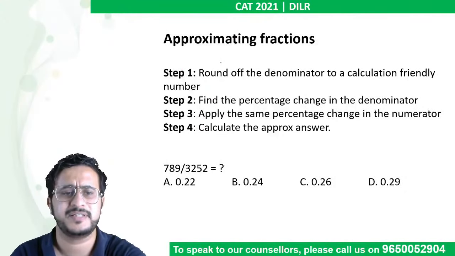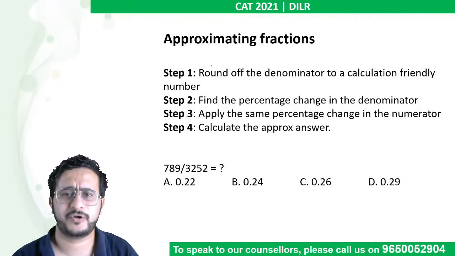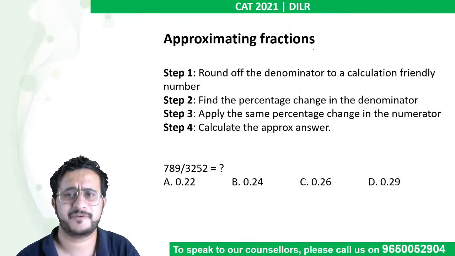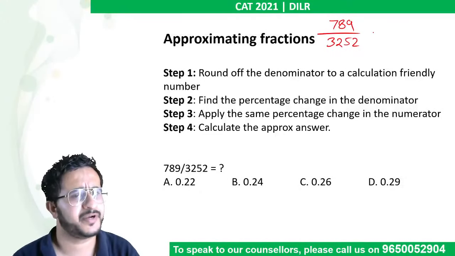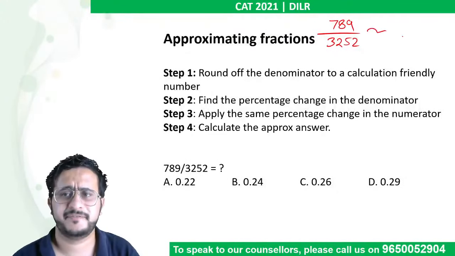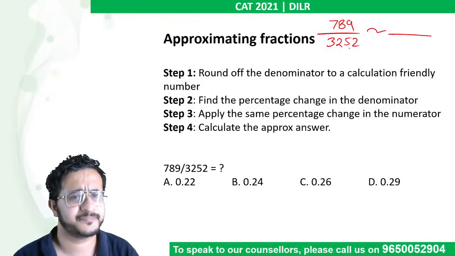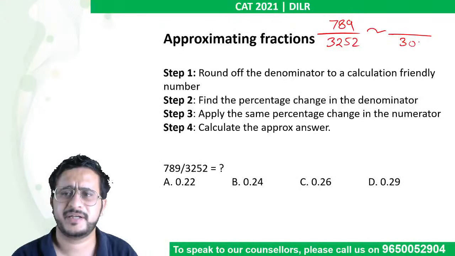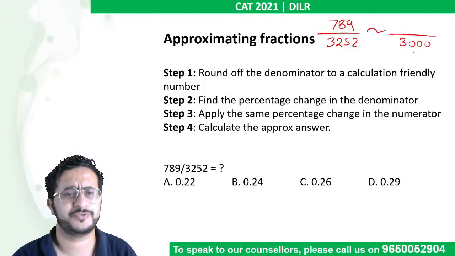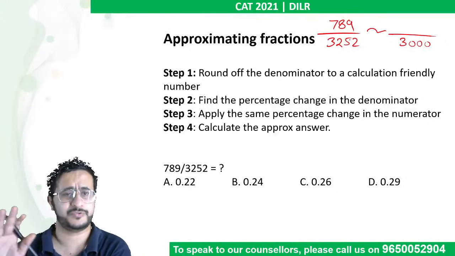So first step, you need to round off the denominator to a calculation-friendly number. It is 789 by 3252. Now I do not know how to divide by 3252, but I definitely know how I can divide by 3. Everyone can divide by 3. So you have to approximate it to 3000.